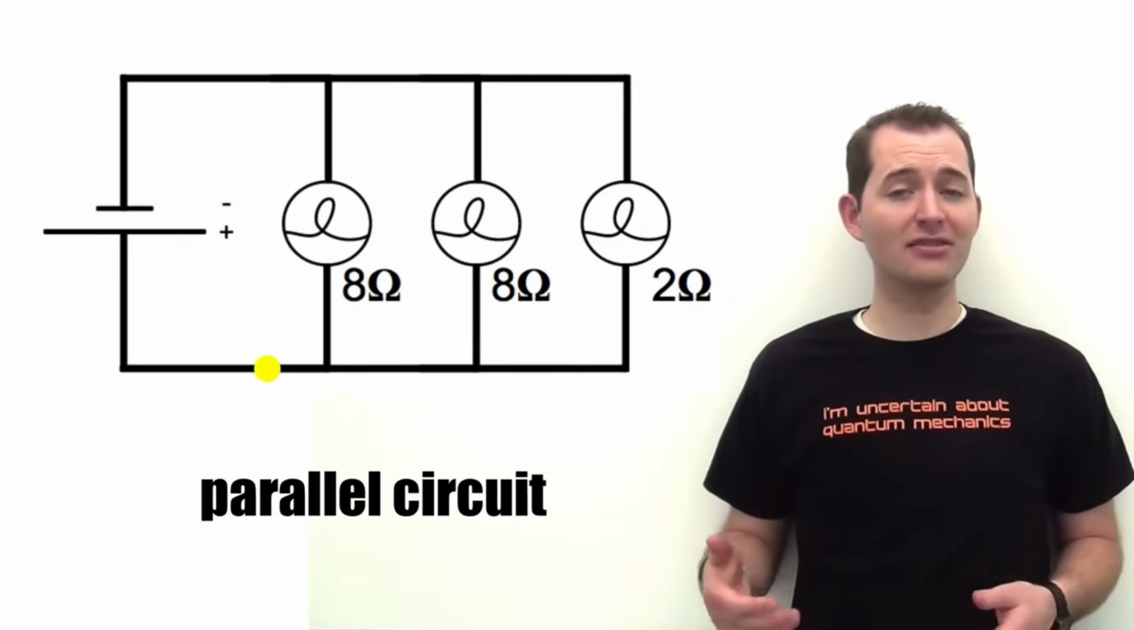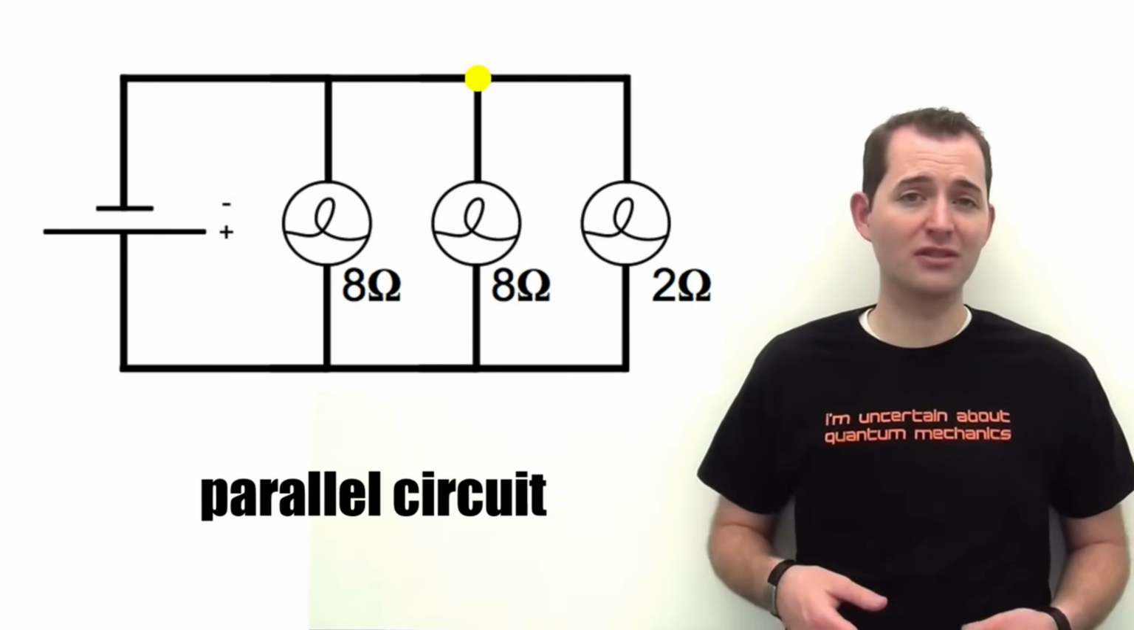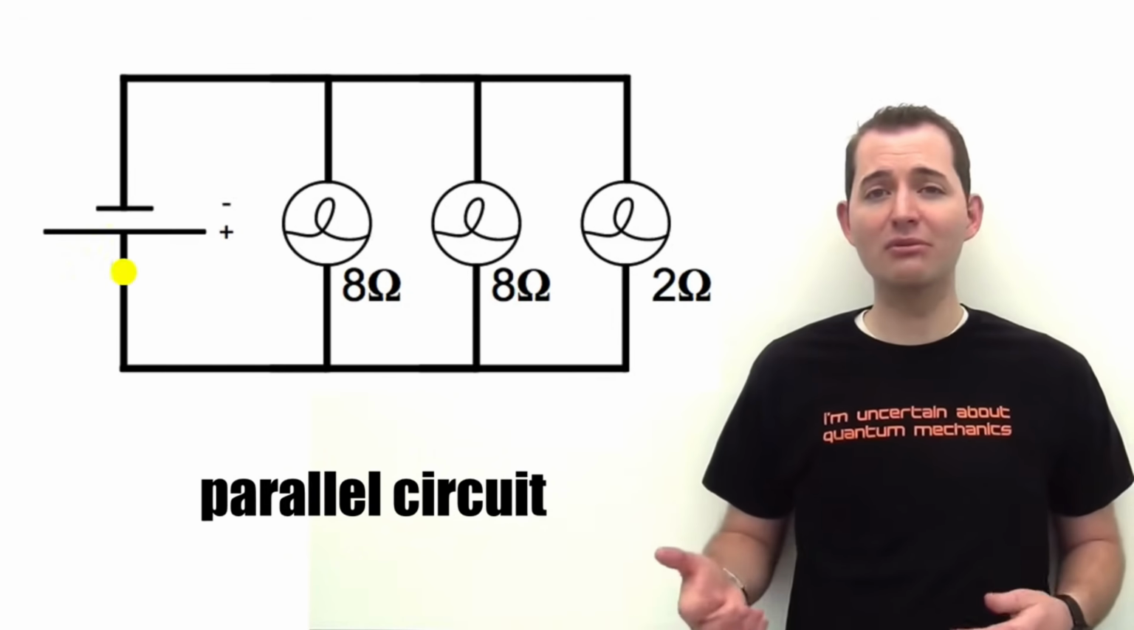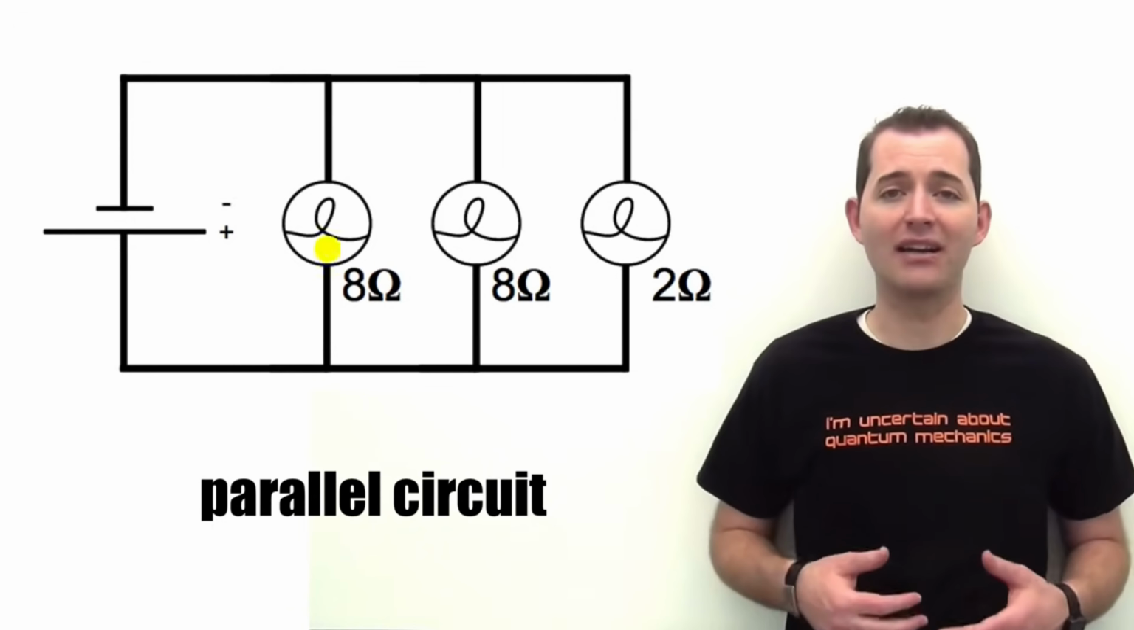In our example parallel circuit, each bulb has its own branch or connection to the voltage source or battery. Whereas in the series circuit, all of our bulbs were connected together and had the same connection to our battery.